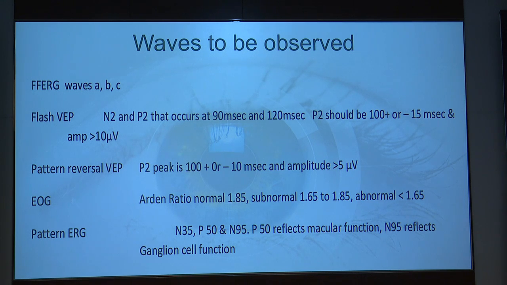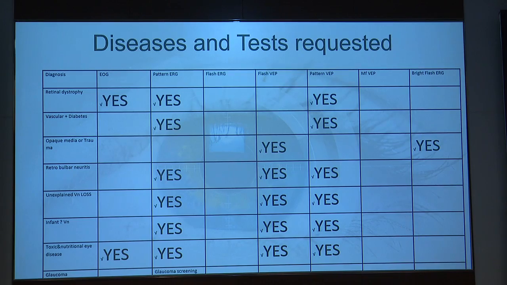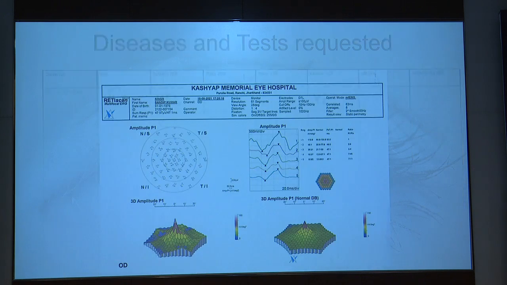What are the waves? In full field ERG, you have to observe waves A, B, and C. In flash VEP, you have to see N2, which is very important, approximately 100 millivolt, and the implicit time should be 100. In pattern reversal VEP, P2 is important. In EOG, the Arden ratio is very important. And in PERG, N50 and N95 are important. If you suspect certain diseases, what all tests should be done is there in the handouts. That is very, very important.